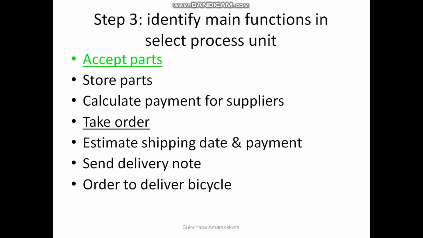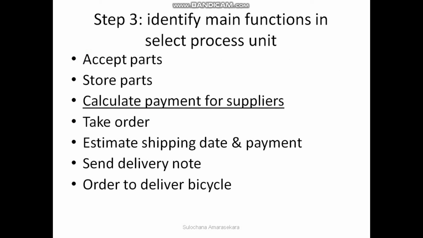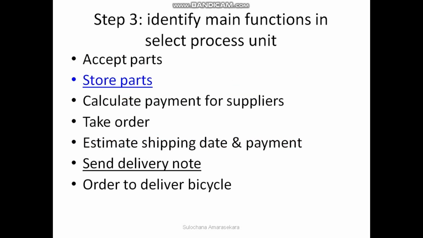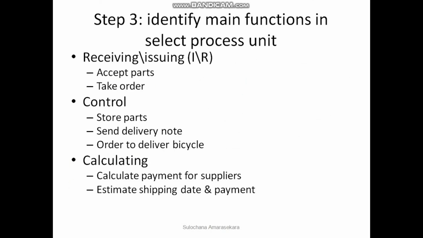Accept parts and take orders are receiving and issuing functions. Calculating payment and estimating shipping data are calculation functions. And store part, sending delivery note and order to deliver bicycles are controlling functions. You can see here I identified 3 functional units: receiving and issuing, control, and calculating unit.